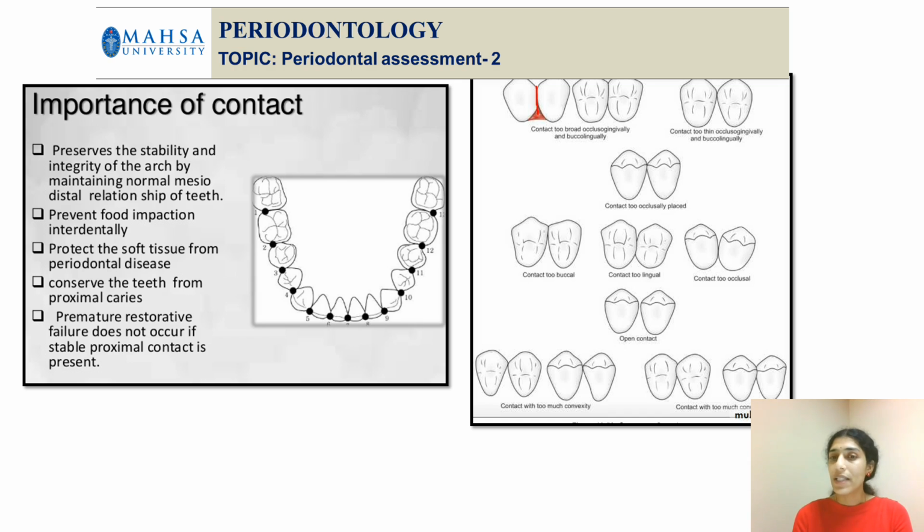Now, both of these examples are too broad, and here the contact point is too thin, right? This also can lead to food impaction. Here the contact is present too much occlusally, and this will cause lateral food impaction. Now the contact is too much toward the buccal surface, then too lingual, and too occlusal, like an open contact. This is a classic example of an open contact. In fact, open contacts can clearly be seen clinically in the patient, and radiographs can also help you identify proximal contacts, open contacts especially.